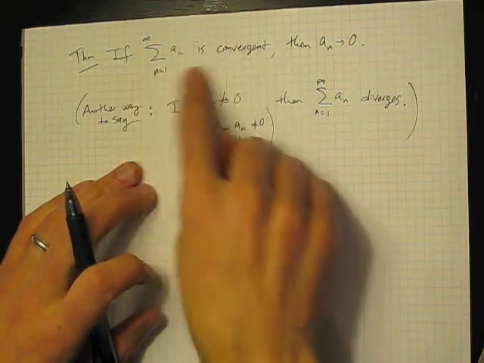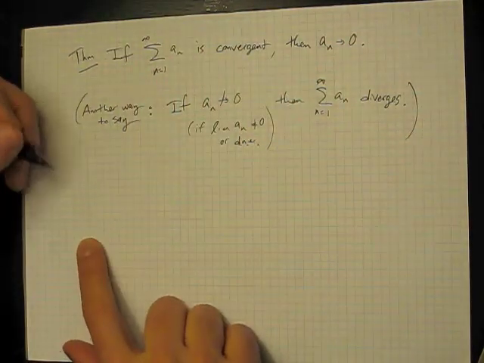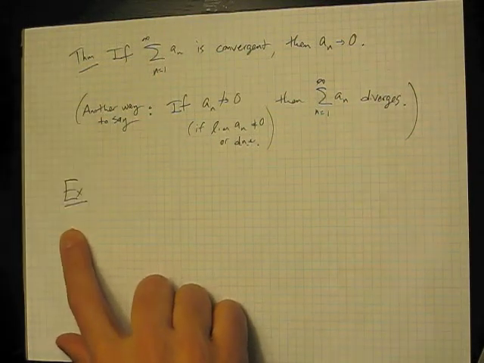So it didn't satisfy this part of the statement, so this part is meaningless. Anyway, it's an important logical distinction to keep in mind. But let me show you an example of where this helps us a little bit.